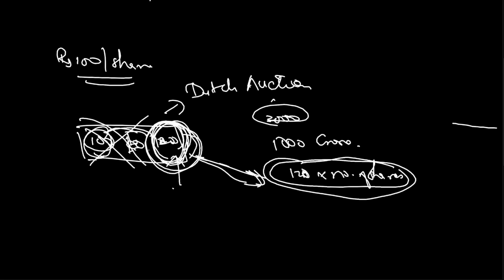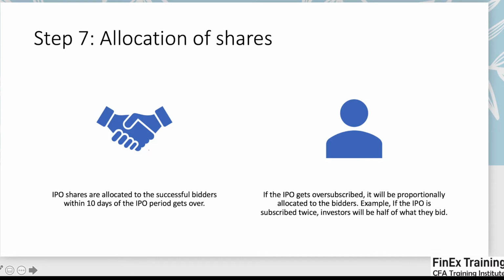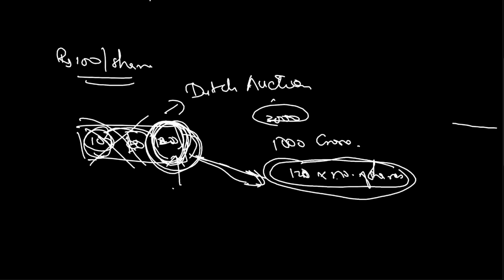Rest all, their IPO application will be rejected. Suppose for 120 they have not got enough interest, then they will go in the descending order. They will check for 119, how many shares, and is that giving them 1000 crore or not? If not, then 118, how many shares is that giving them? So like this, they will come in the descending order.